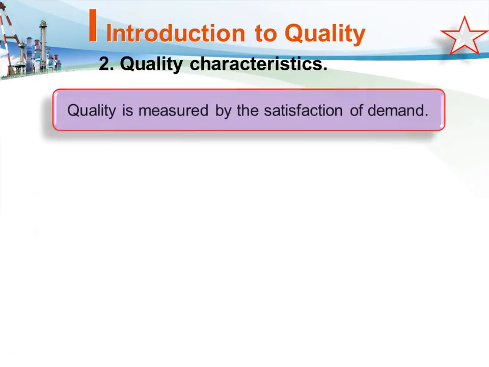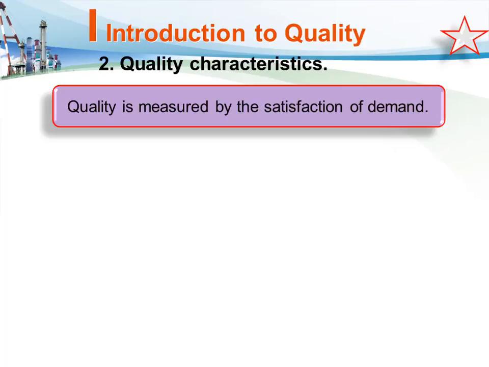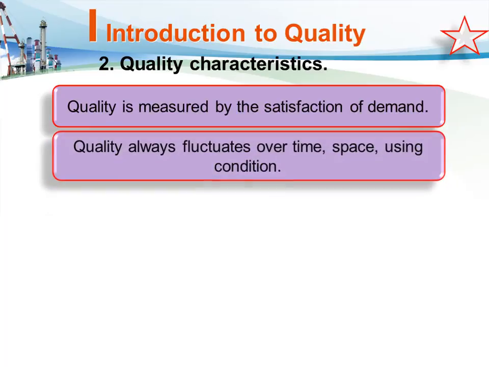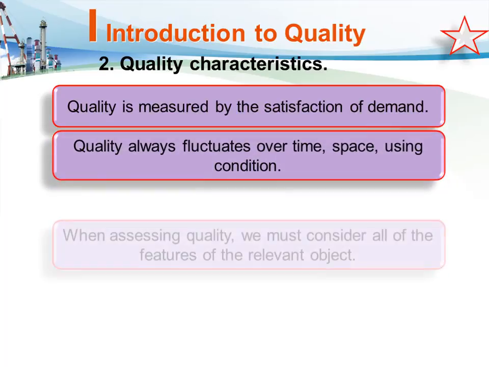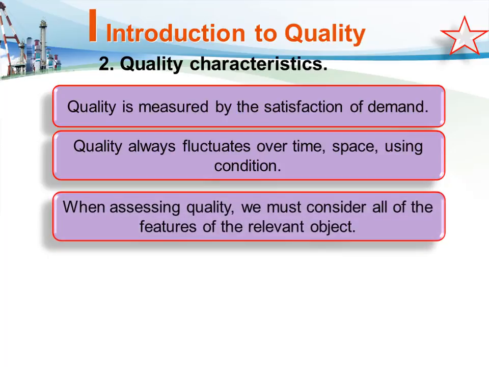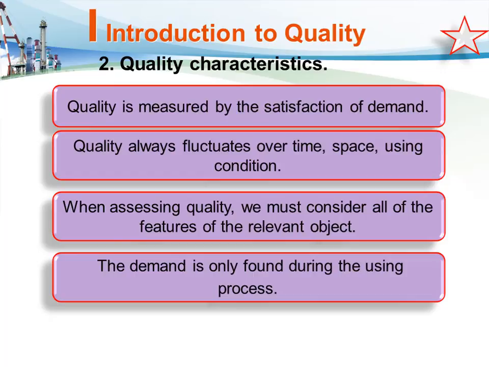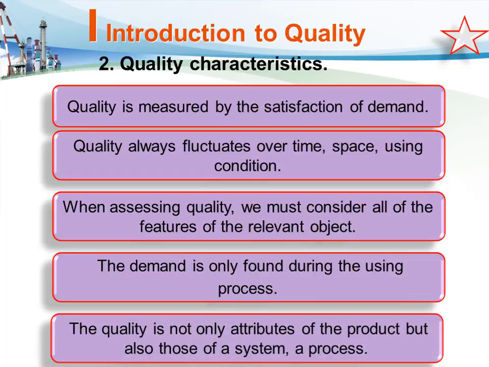Quality characteristics. First, quality is measured by the satisfaction of demand. Quality always fluctuates over time according to using conditions. When assessing quality, we must consider all of the features of the relevant objects. The demand is only found during the using process, and quality is not only the attributes of the product, but also those of a system or process.